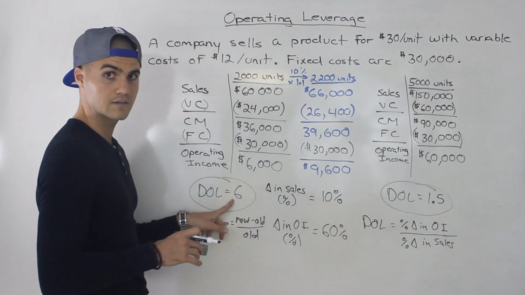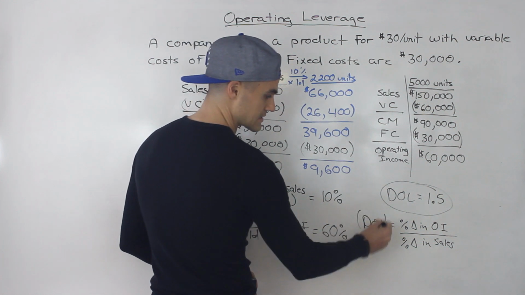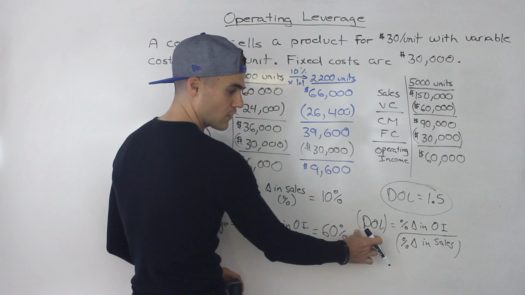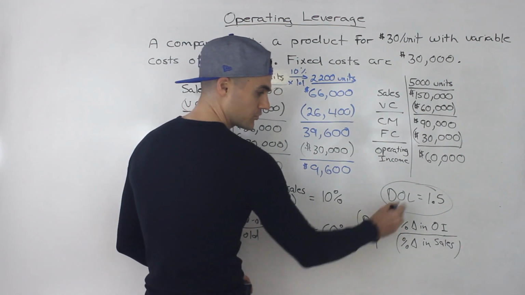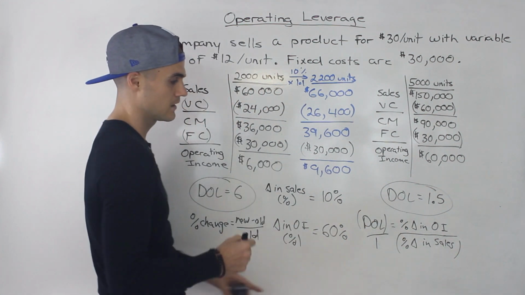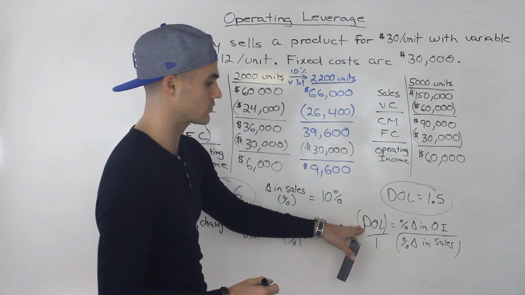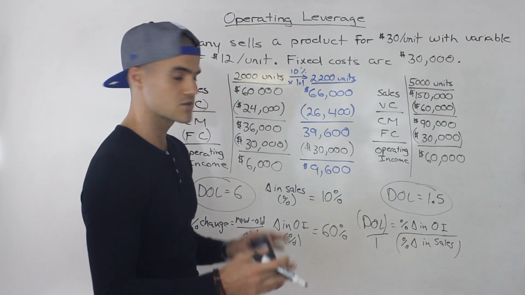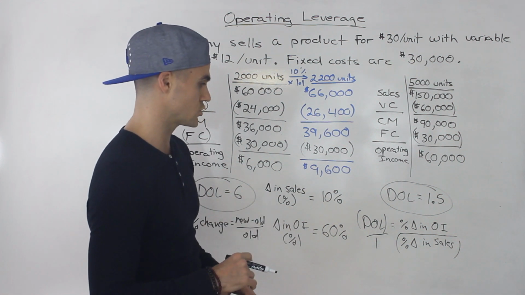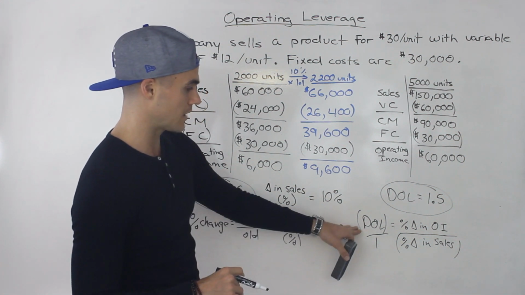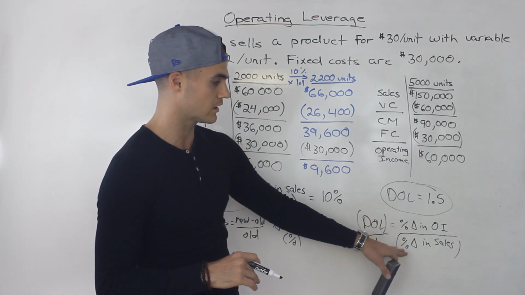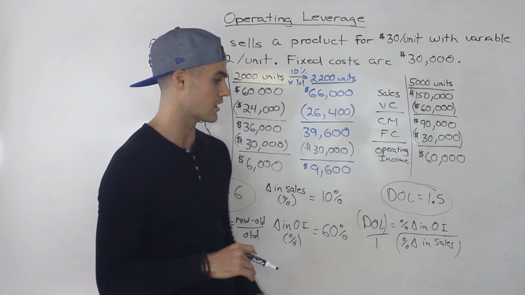And sometimes you may see this given as another equation. So you may see percentage change in sales times degree of operating leverage, right? If we cross multiply these to get another equation: percentage change in sales times degree of operating leverage equals percentage change in operating income. So different ways that you can show this formula. But the way I'm going to show it is like this. Degree of operating leverage, percentage change in operating income over percentage change in sales.